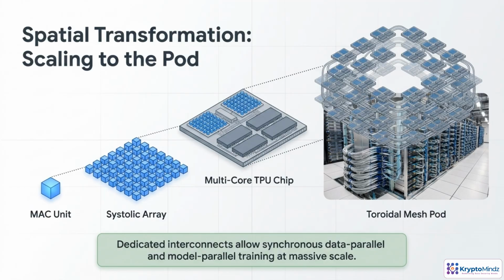TPUs scale by repeating a simple building block. At the lowest level are MAC units, tiny multiply-accumulate engines. Many MACs arranged in a systolic array behave like one massive matrix multiplier. Several of these arrays live on a multi-core TPU chip, sharing high bandwidth on-chip memory. Then chips are wired together into a pod using a toroidal mesh network. Those dedicated links let you run synchronous data parallel and model parallel training across hundreds or even thousands of cores.